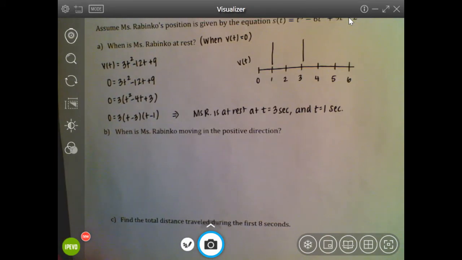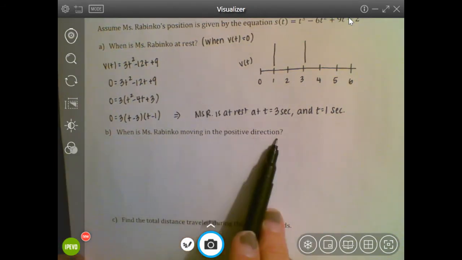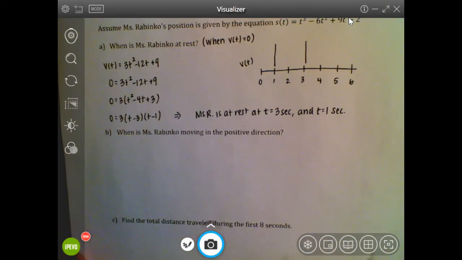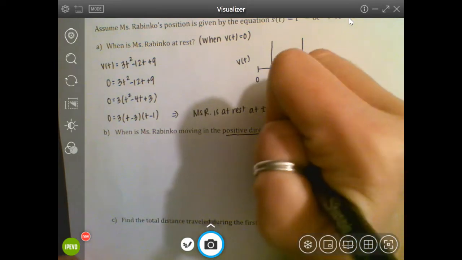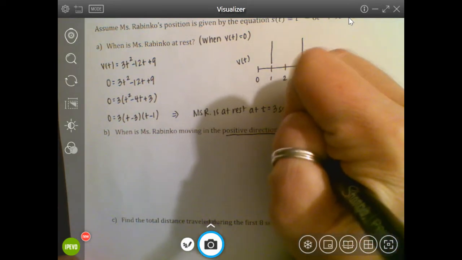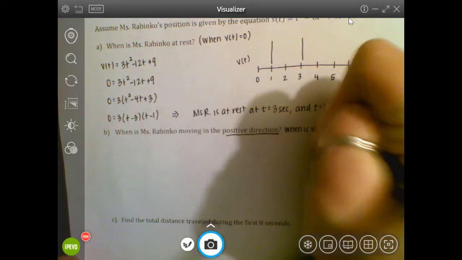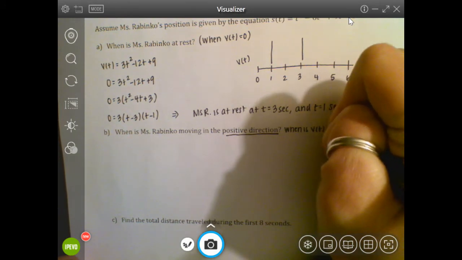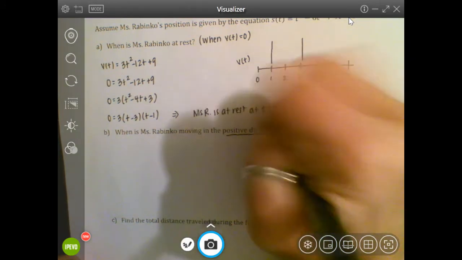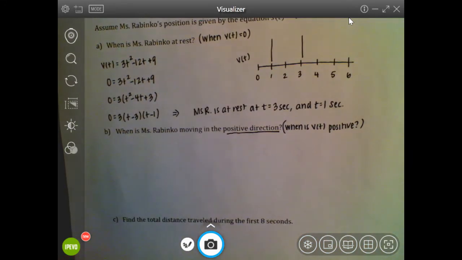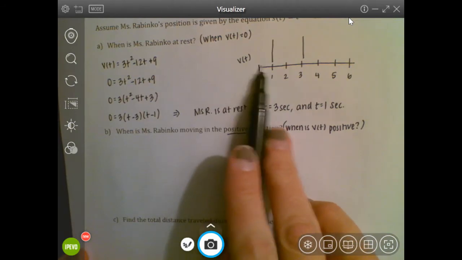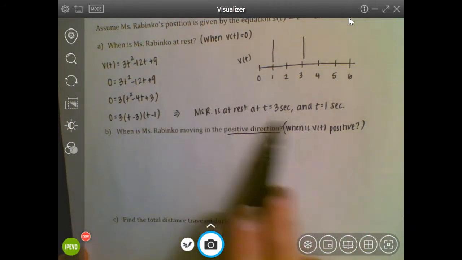So what I want to know is when am I going to be moving in a positive direction? In order to do that, I need to determine when v of t is positive. In our sign chart, that's going to be where the pluses are. And to determine where the pluses are, we need to use the intervals that we just broke up from these time values.